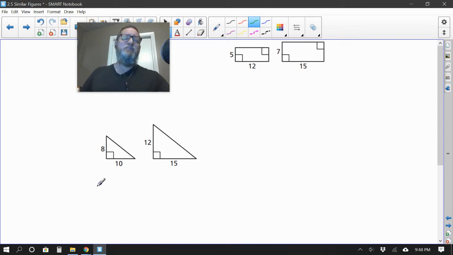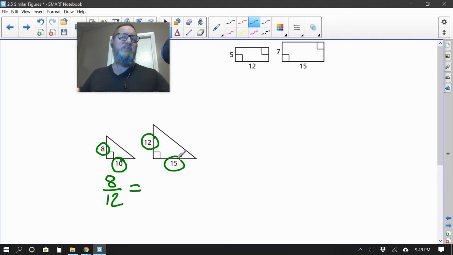So here we go. Let's set up that proportion. If this works, I'm going to take the 8 from this triangle, and then the corresponding side on this one is the 12. So I'm going to put that over 12, this one over this one. And does that equal this one over this one? The base of the smaller one, 10, over the base of the larger one, 15.